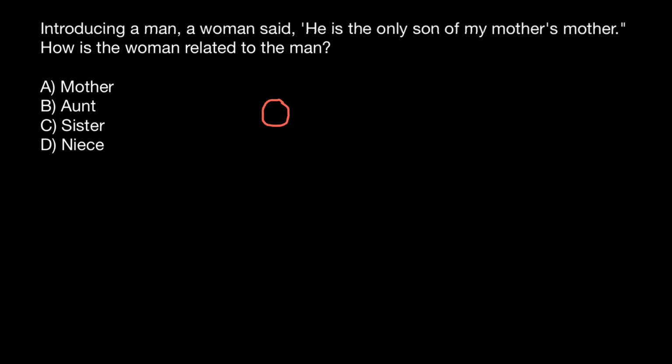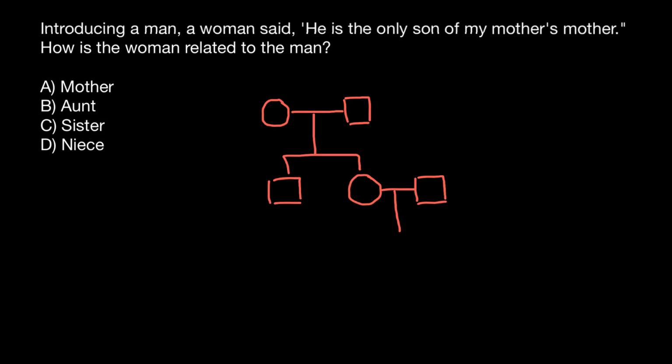So here is the couple that has two children, a male child and a female child, and this woman is married and she has a daughter. So now let's follow the logic.